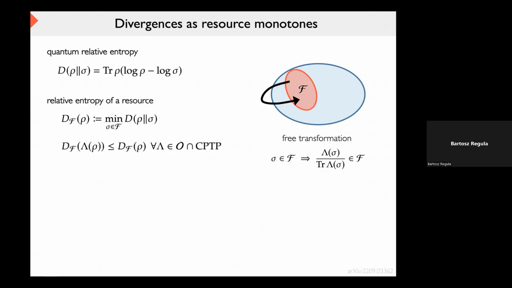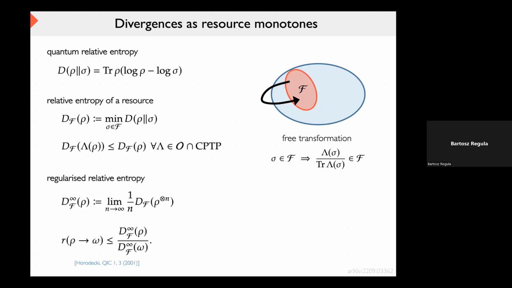Okay, so now if we want to apply this to constrain asymptotic rates of transformations, we have to consider the so-called regularized relative entropy, which is defined essentially as the limit of the entropy of rho tensor n, divided by n, as n goes to infinity. And then there's a very well-known result, which has appeared in many different papers. I believe this is the first one, but maybe not. Probably people knew about this even earlier. It is the fact that every deterministic transformation rate is upper bounded by the ratio of the relative entropies.